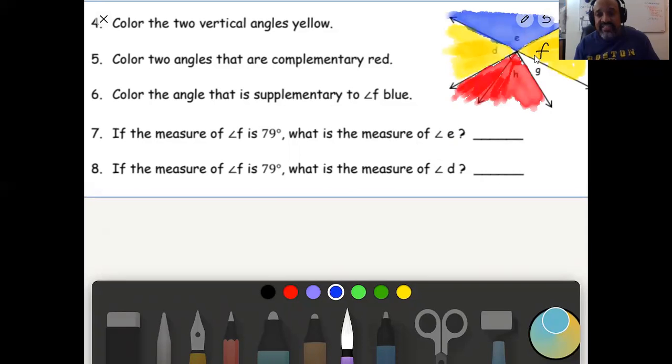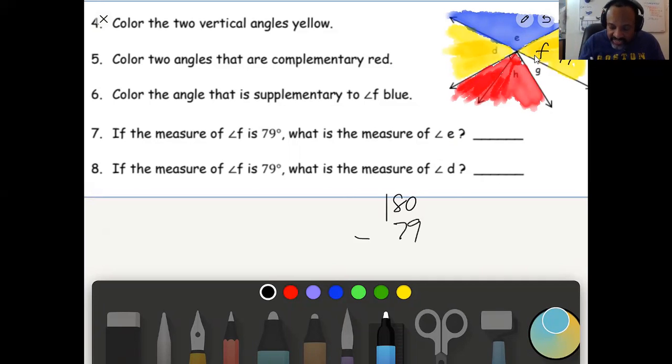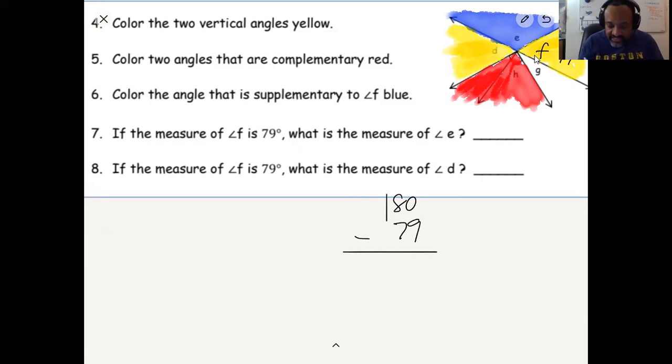And that's it. That's the supplement to F. So the next thing that they tell us is that if F is 79 degrees, what is E going to be? Because they're supplementary angles, we know that they have to add to 180. So if we know that one of the angles is 79, we can subtract to find the other angle. This is going to be 101. So angle E would be 101. To check that, all you would do is take 101 and add it to 79, and they should add up to 180 if they are supplementary.